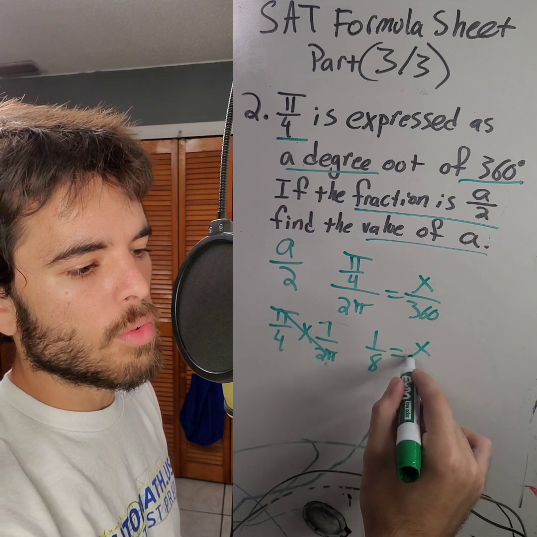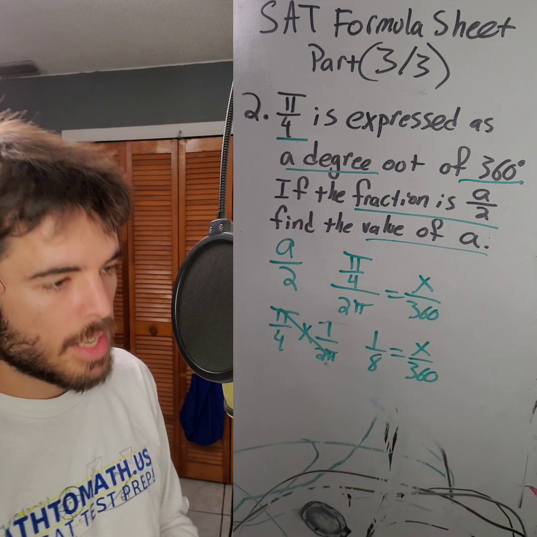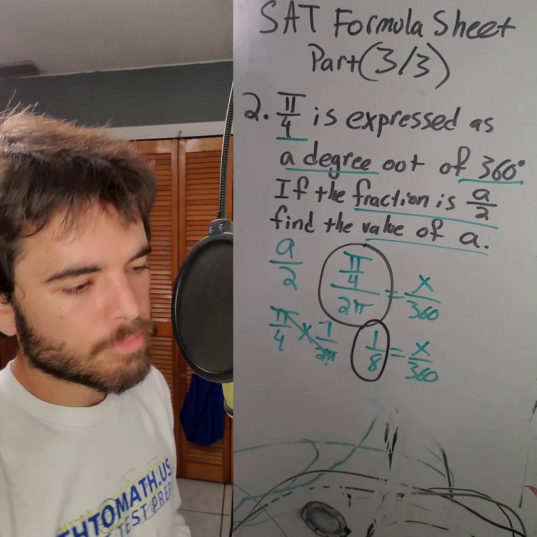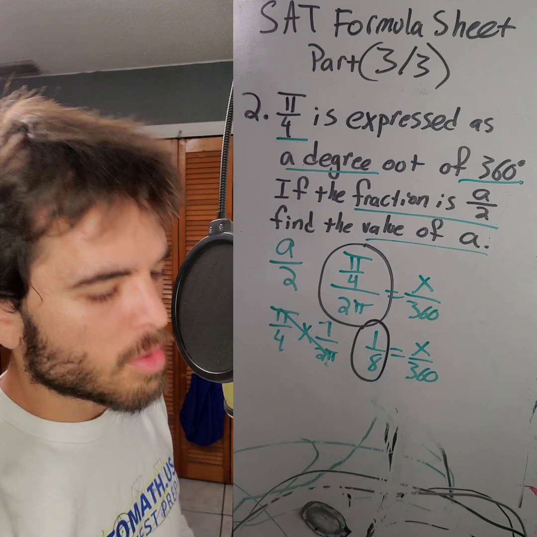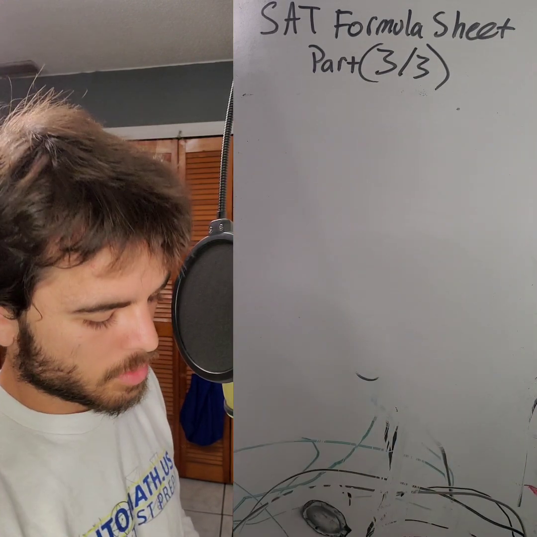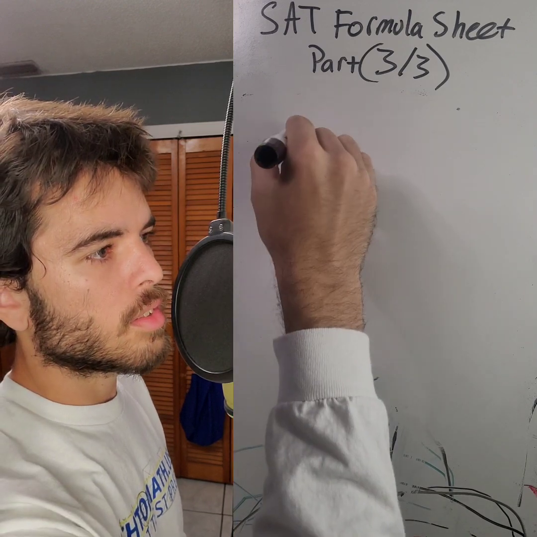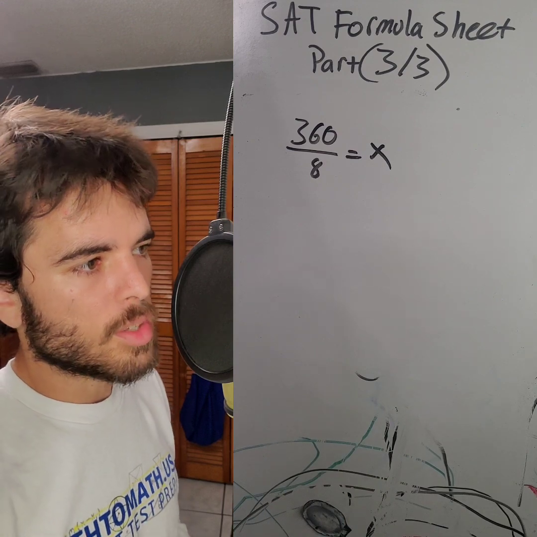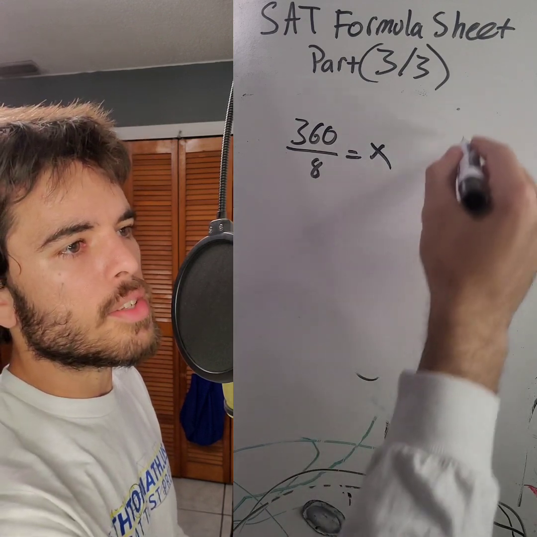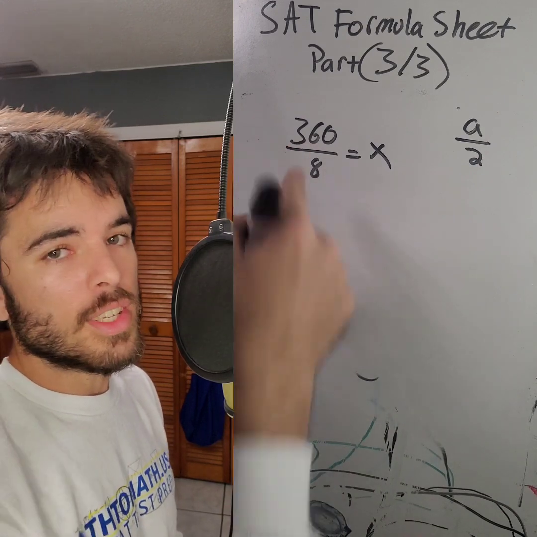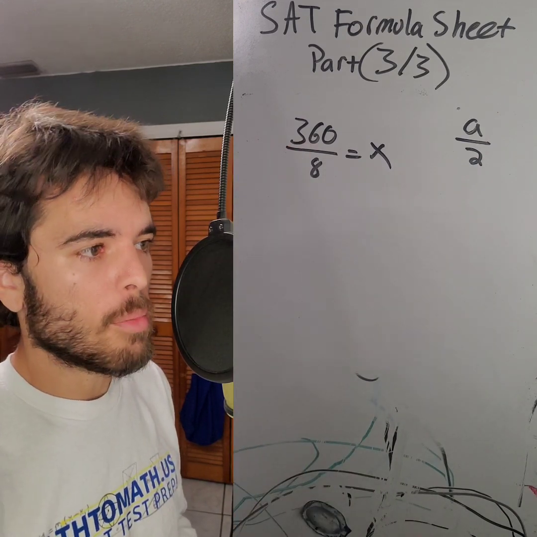1/8 is equal to x over 360. Understand, I just rewrote this whole double fraction down into 1/8. Okay, I'm going to multiply the 360 across. And we get this fraction here, 360 over 8. They said that my final answer needs to be represented as a over 2. So my answer is not 360. I'm not at the fraction that they want me to be in.